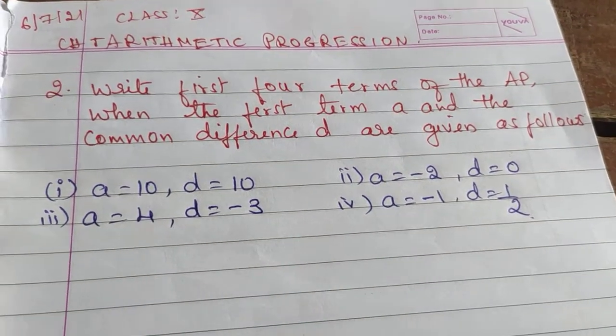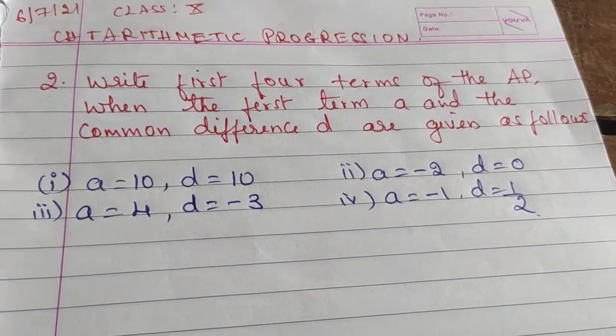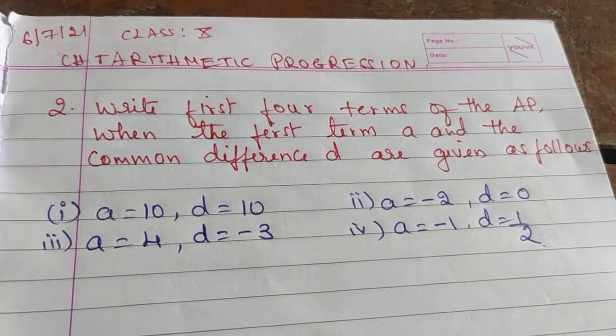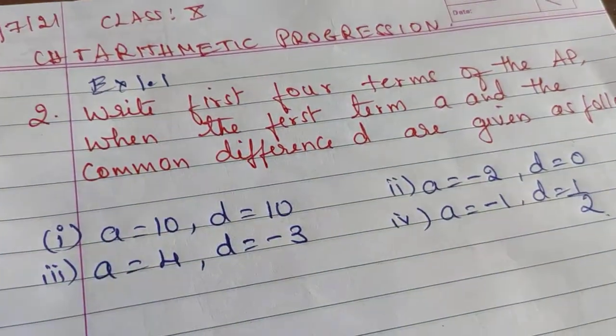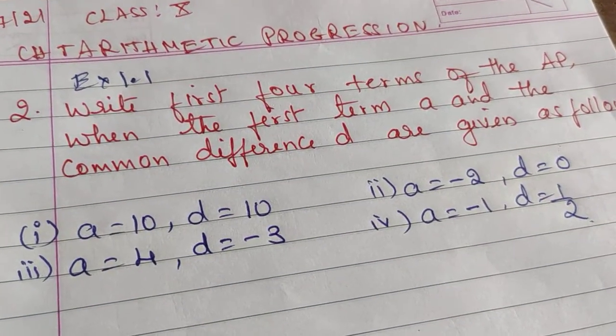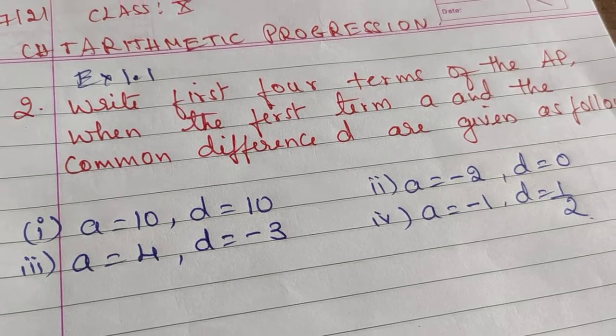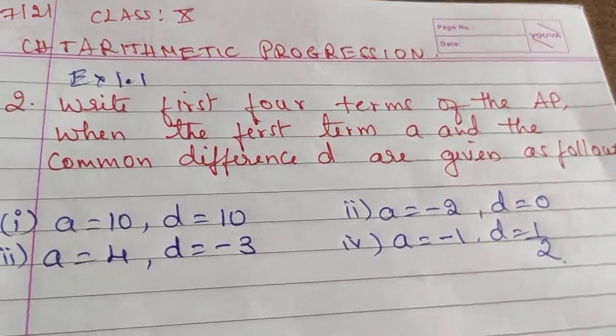In the online class we were dealing with the first chapter, that is arithmetic progression, and we were solving exercise 1.1. In exercise 1.1 we completed the first question. Now let us move to the second question.